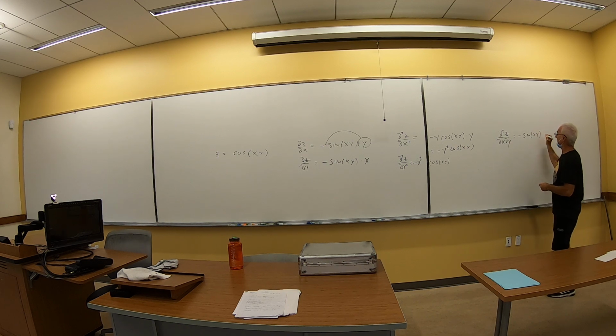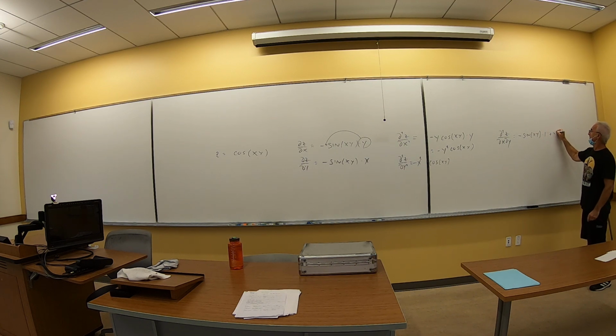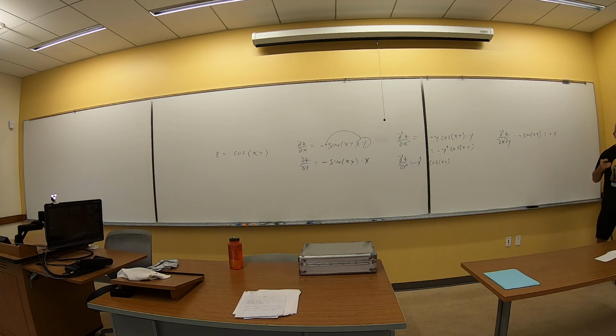Times the derivative of the second, but with respect to y, that would be 1. Plus the second times the derivative of the first with respect to y. This is a better way to go. And then that would be negative cos xy times, here's where we get a little bit of trouble, times what? We're differentiating with respect to y now. Thanks. Now it's times x. Everybody got that? So first times derivative of second plus the second times derivative of first.